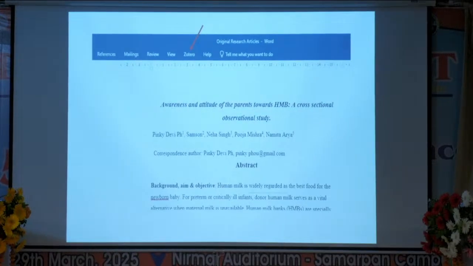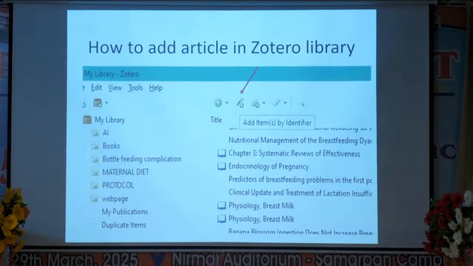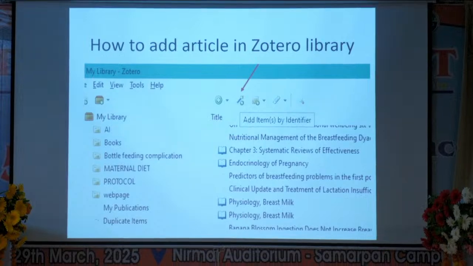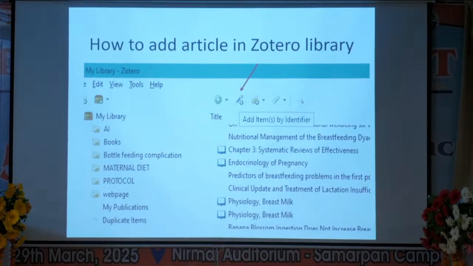After that, how to add? I will show you my Zotero, this one file. This is like a library. In this, you need to add the articles. This is like you are writing an assignment. You refer to 10 books. Yeah, you refer to content that you need to add in the library. For that, here, this one, I have shown here, add item by identifier. If a DOI number is there, or a PubMed identifier number is there, that you need to add.